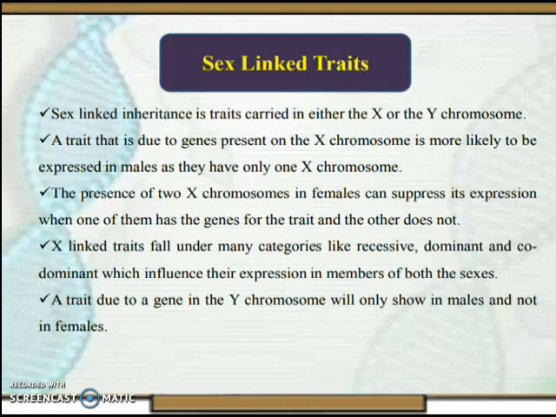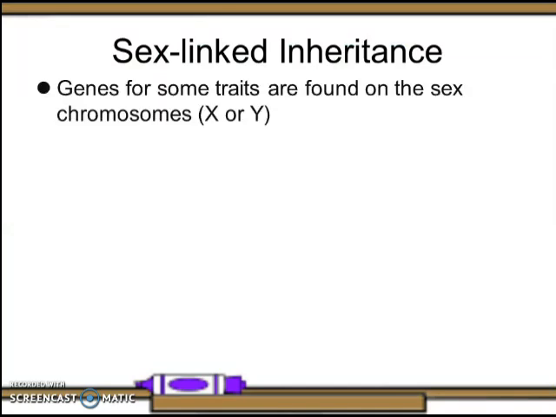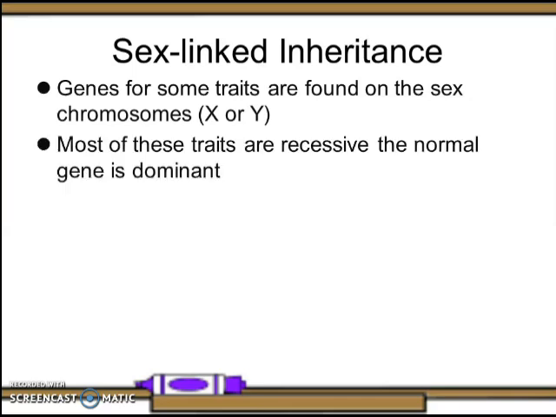Sex-linked traits usually refer to traits due to the genes on the X chromosome. In sex-linked inheritance, genes for some traits are found on the sex chromosome X or Y. X-linked disorders include hemophilia or bleeding disease and color blindness. These are both recessive traits. Most of these traits are recessive. The normal gene is dominant.